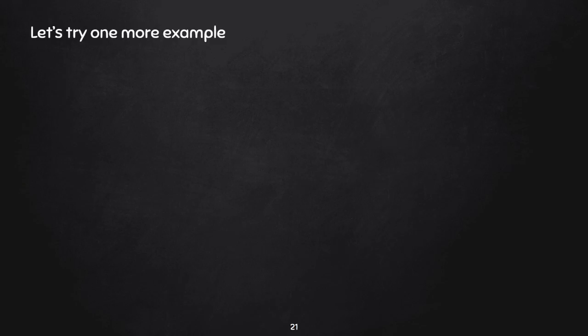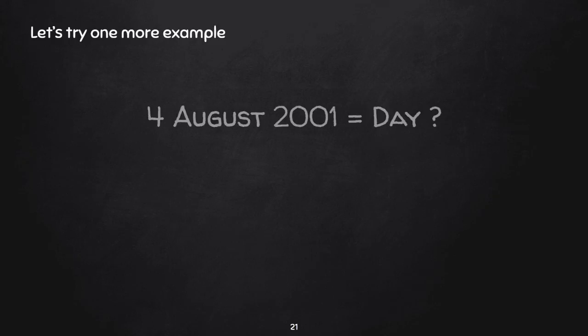Let's try one more example. What is the day for 4th August 2001? Well, we already know the formula. Date plus month code plus year code is equal to day of the week code. The date is simply 4. Do you remember the mnemonic for August? Well, August starts with A, the first letter of the English alphabet. So the code for month August is 1.